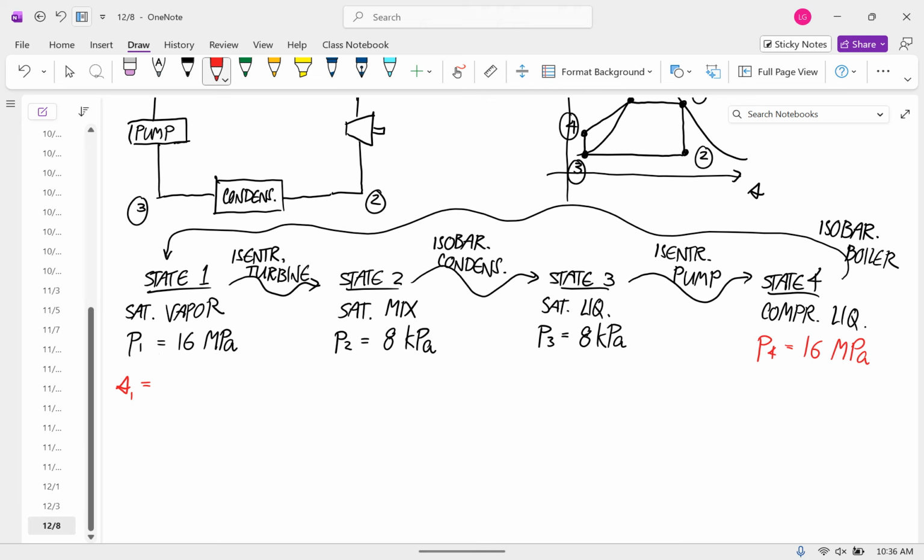Did you say state 2? Yeah, state 2, right. So this is a saturated mix. And that's basically the idea. What we want here is to come up with the quality in this mix. And so once we have the specific entropy at state 2, we can look that up. So the specific entropy at state 1, let's look that up.